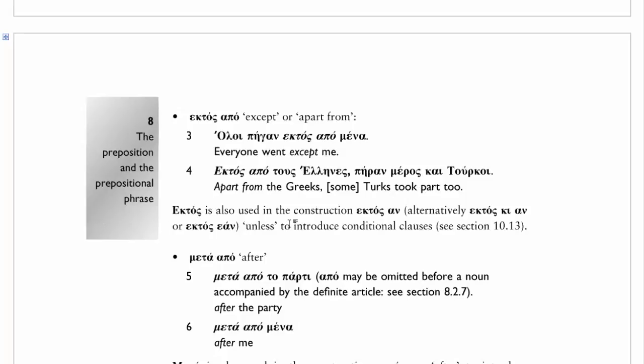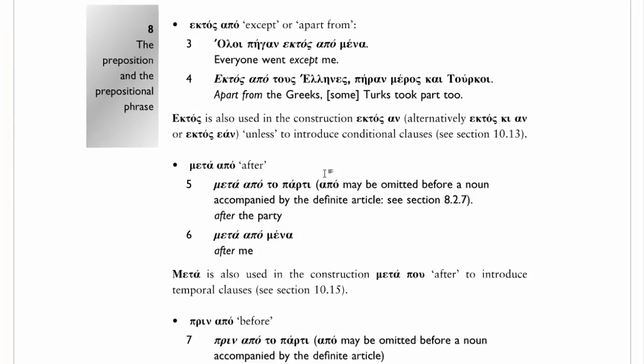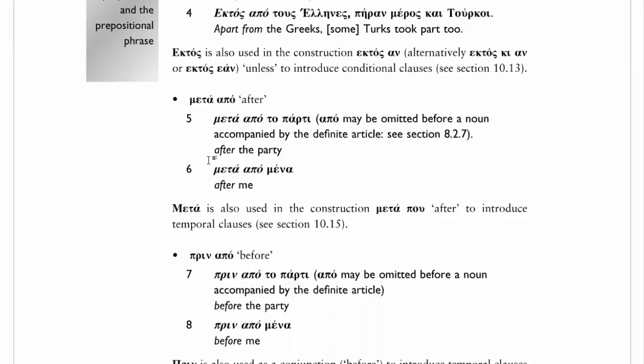Ektos is also used in the construction ektos an, alternatively ektos ki an or ektos ean, unless, to introduce conditional clauses. So it means unless. Meta apo, after. Meta apo to party. Apo may be omitted before a noun accompanied by the definite article. So meta apo to party, after the party. Meta apo mena, after me.